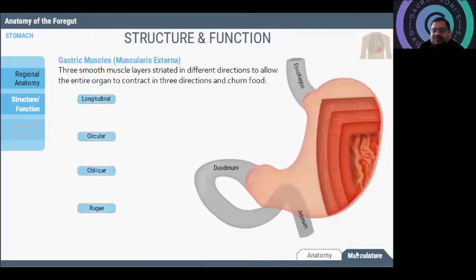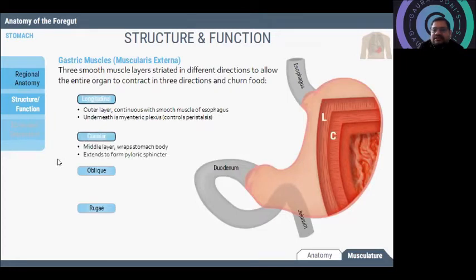If you want to see the musculature, there are different layers. The longitudinal muscle is the outer layer. The circular muscle is the middle layer, extending to the pyloric sphincter. Then the oblique muscle, the inner layer, is unique to the stomach. Remember, this is unique to the stomach and creates the motion to physically break down the food. The churning of food is done especially by this.